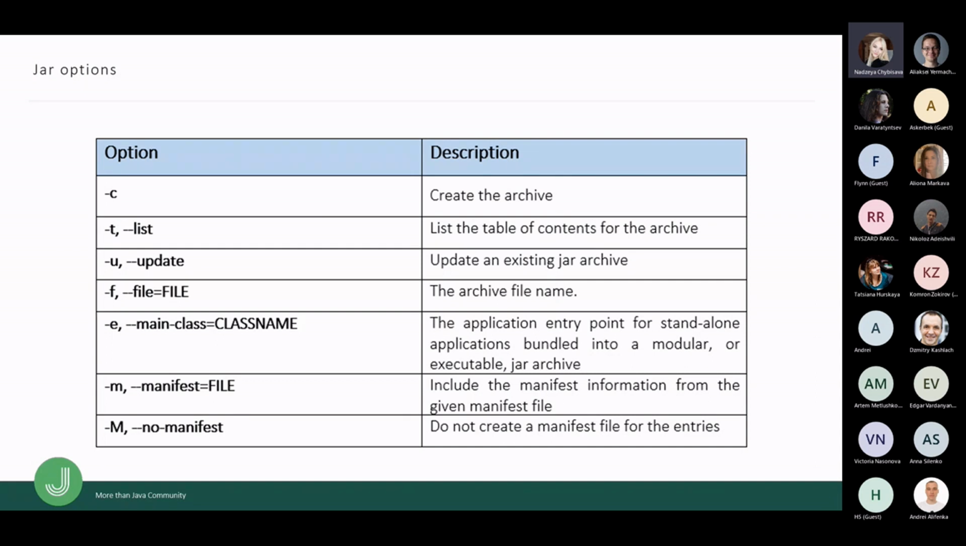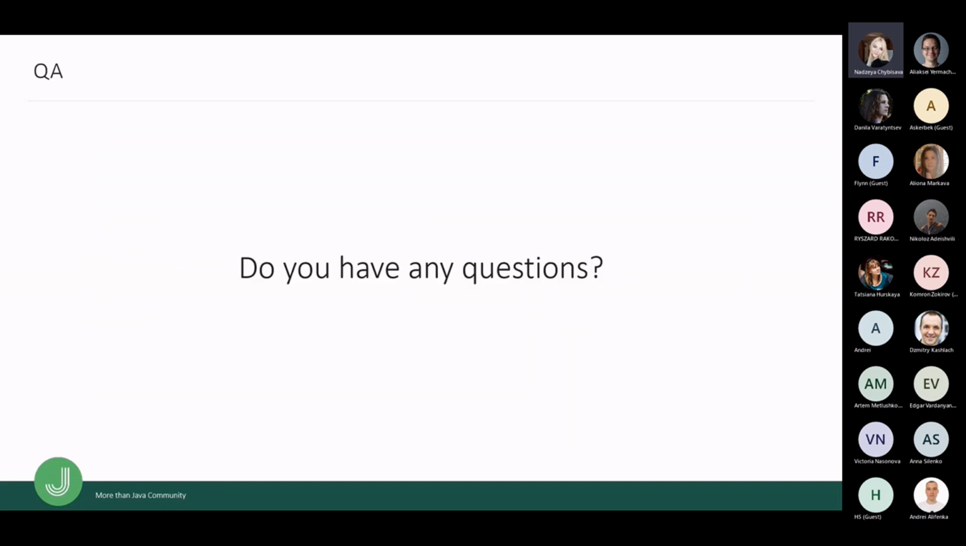t or list, which lists a table of contents for the archive. f or file to specify the archive file name. e or main-class and the class name to specify the main class in the manifest, and m or big M to include the manifest information from a given manifest file, or not create a manifest file. So it was the main information about Java and the command line interface usage.